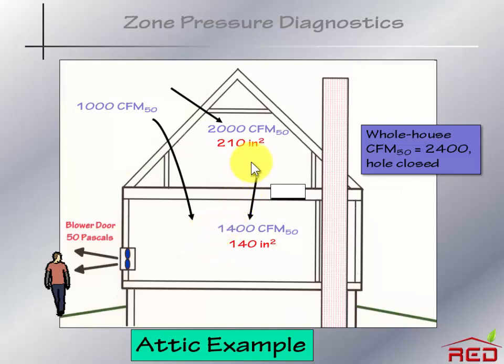Now again, here we have the house to the zone is 1,400 CFM50 flow. The zone to the outdoors, the other pressure boundary, is 2,000 CFM50 flow. And the through zone or total path is 1,000. Again, this is always going to be less than either of the other two because it's taking into account the resistance of airflow through both of the pressure boundaries, not just one.